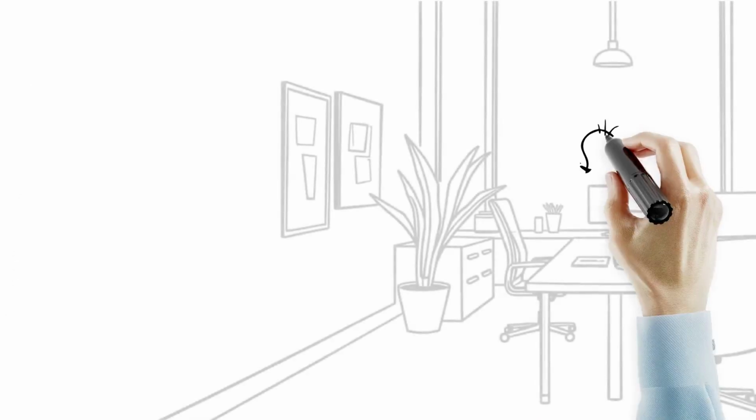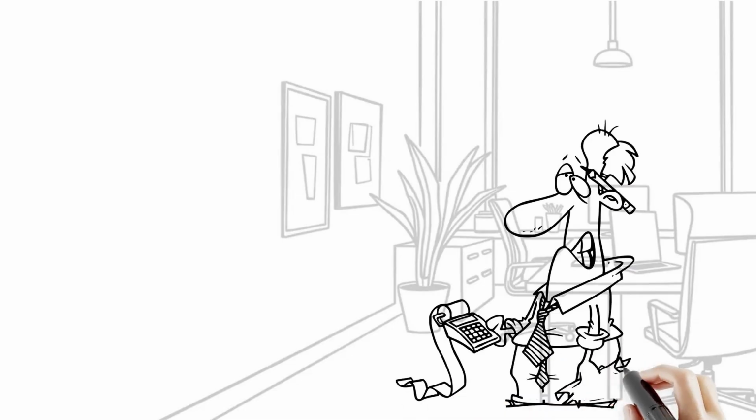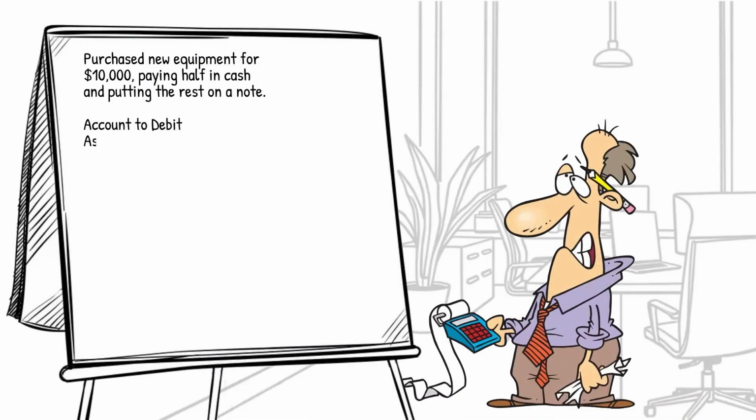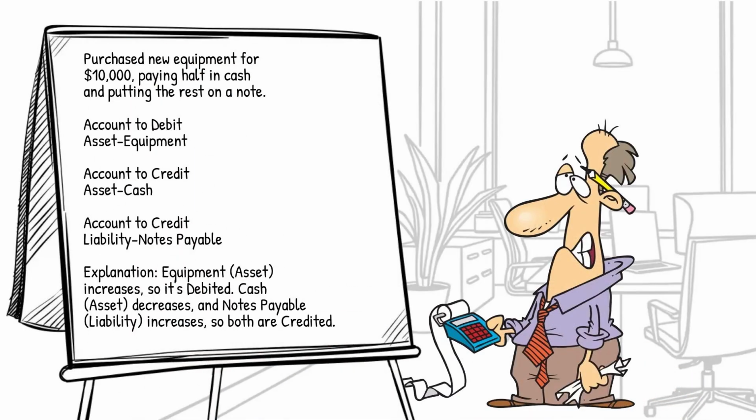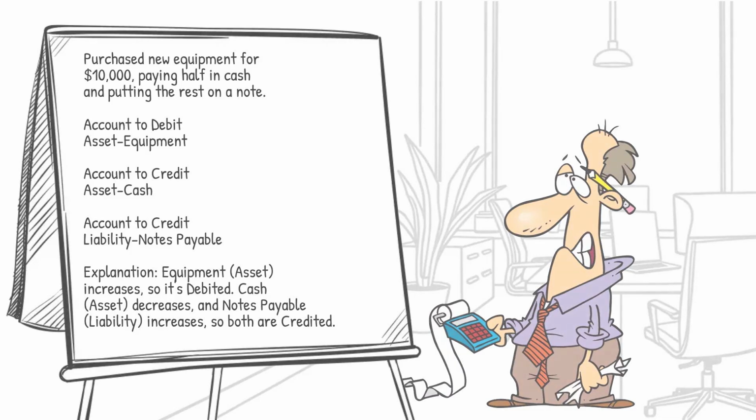Purchased new equipment for $10,000, paying half in cash and putting the rest on a note. Account to debit: asset, equipment. Account to credit: asset, cash. Account to credit: liability, notes payable. Explanation: equipment asset increases, so it's debited. Cash asset decreases and notes payable liability increases, so both are credited.